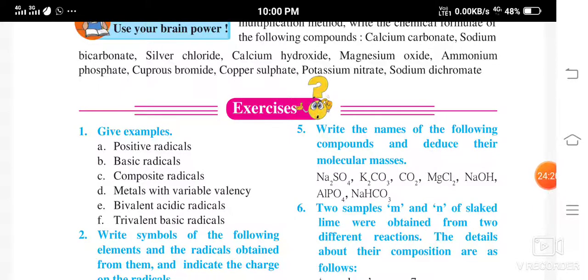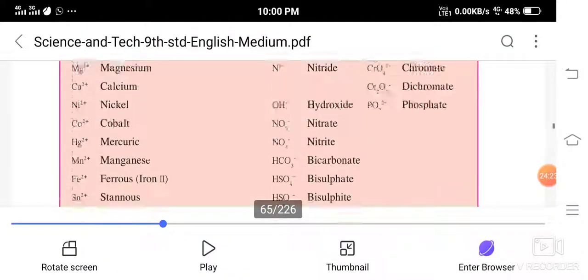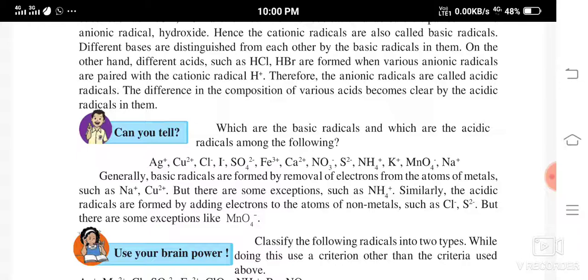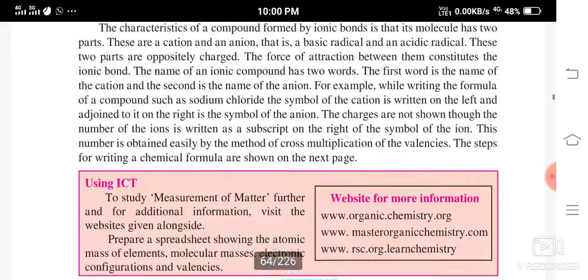So, I have completed this chapter, that is measurement of matter. Okay, now I'm sure you must have understood this.